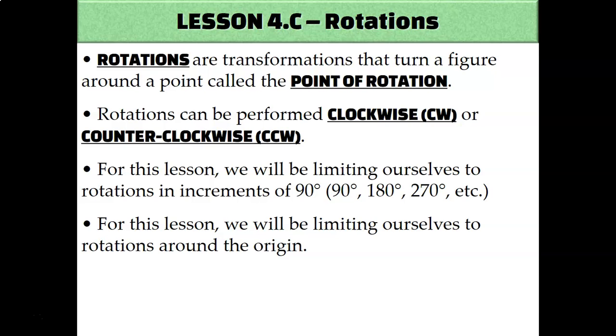I'll be using abbreviations of CW and CCW for clockwise and counterclockwise, and for our purposes in this class, we're going to be limiting ourselves to rotating around the origin for our point of rotation and to increments of 90 for the degree measures that we'll be rotating. So we could rotate 90 degrees, 180 degrees, or 270 degrees. After 270, of course, comes 360. 360 is full circle, which means it wouldn't move at all.